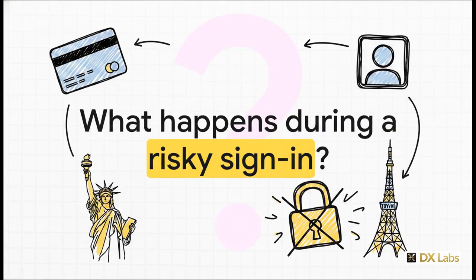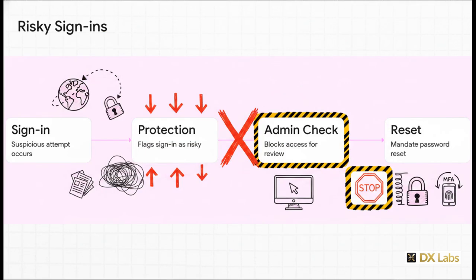Let's dive into something a bit more intense. What happens during a risky sign-in? Look, if your bank sees your credit card swiped in New York, and then literally 10 minutes later it's swiped in Tokyo, they freeze the card, right? Microsoft Entra Identity Protection does the exact same thing for user accounts. Here's how that flow actually works.